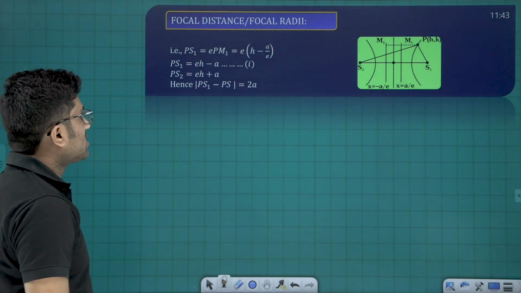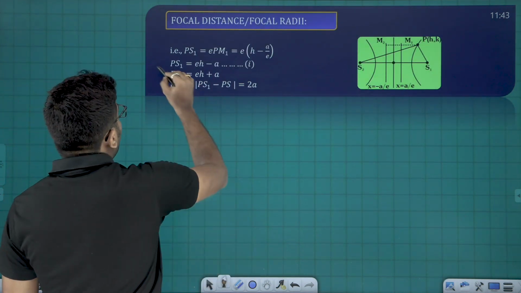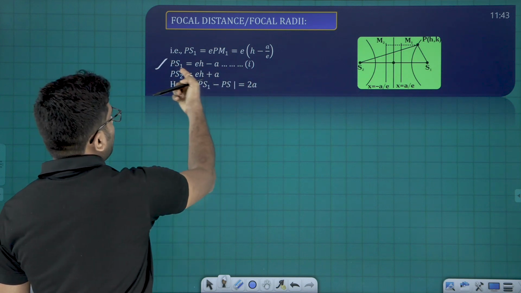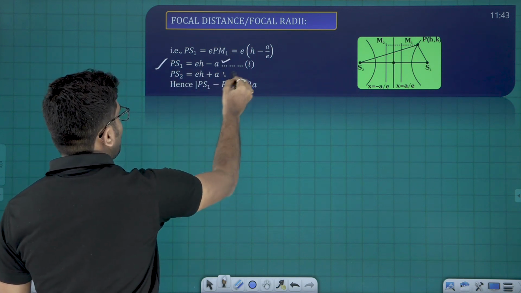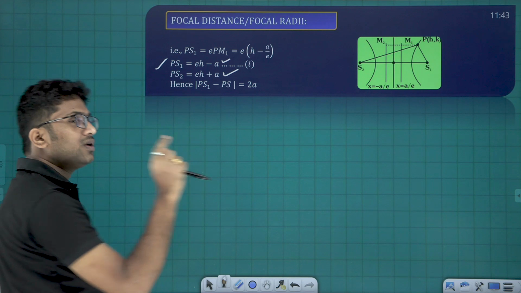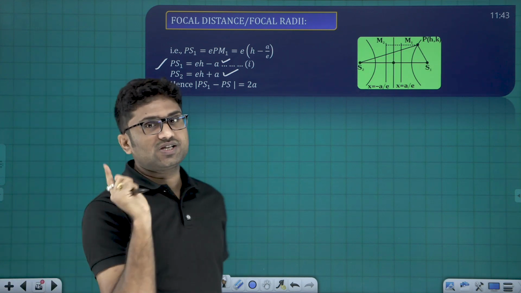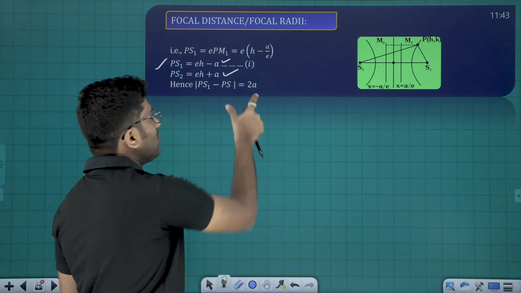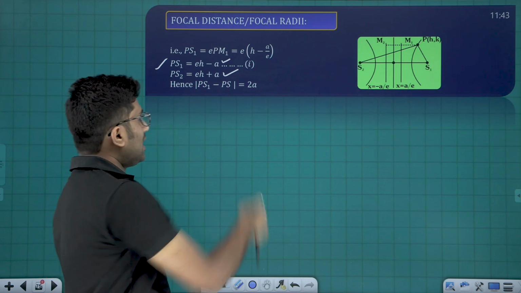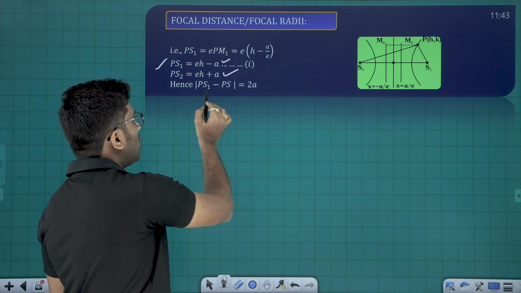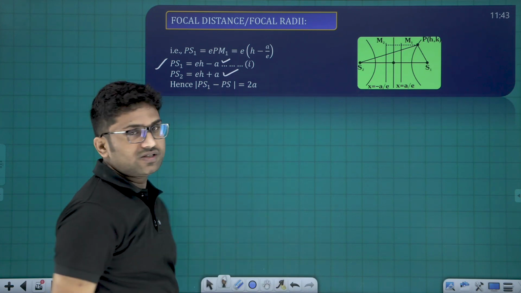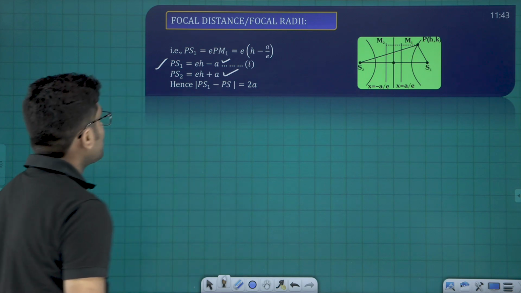Next, focal distance or focal radii. Same. For P(h, k), the focal distance from S1 is EH minus A or EH plus A. So there it is, PS1 plus PS2 is equal to 2A. Here the difference will always be equal to a constant, and the length of the transverse axis it is. Mod of PS minus PS dash is always equal to the length of the transverse axis.